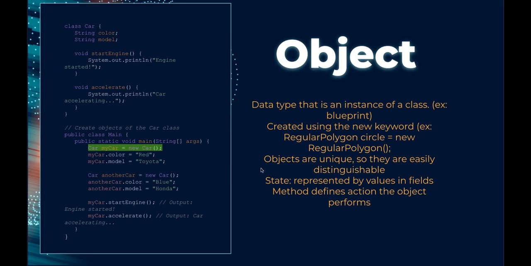So objects are easily distinguishable, and the state is represented by the values in the fields, and methods define the actions the certain object is performing. So as you can see right here, we have this whole block of code. The class is car, okay? And then under the main method, we are calling an object. So we're calling the class car, myCar, which is the name of our object, and new, and then calling the class again.